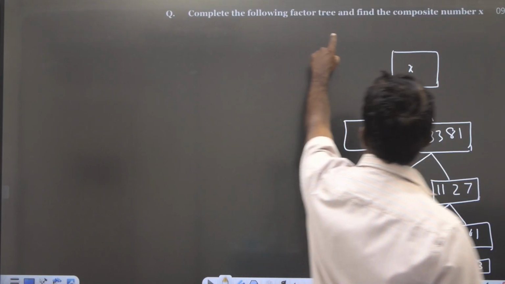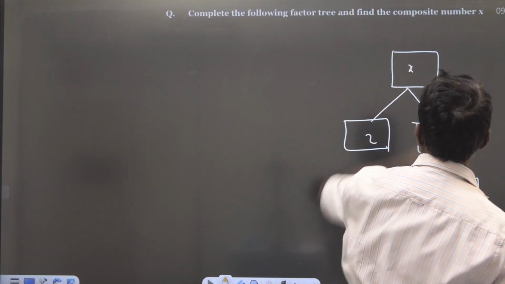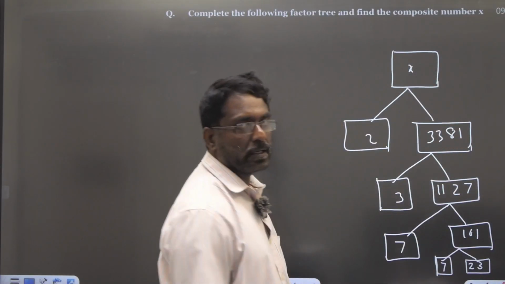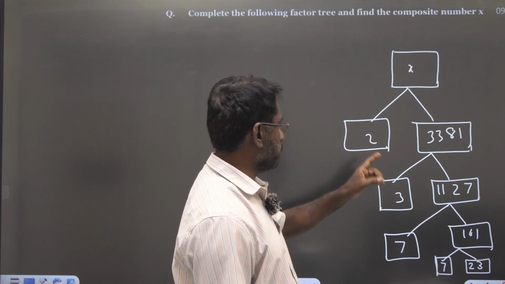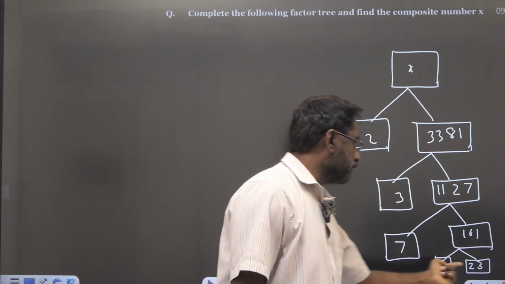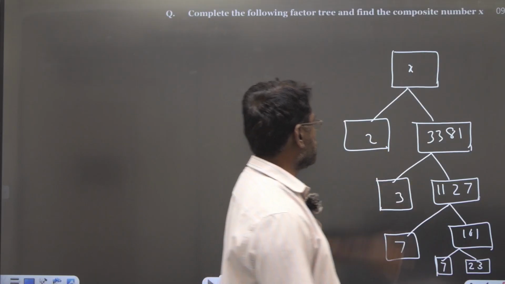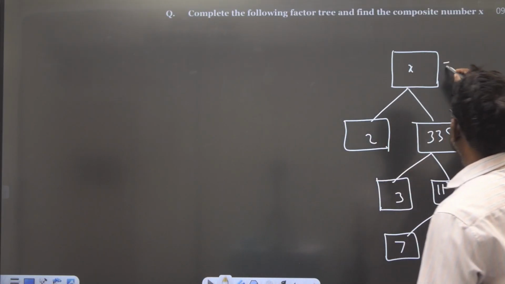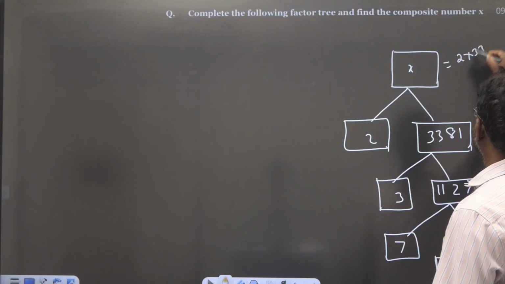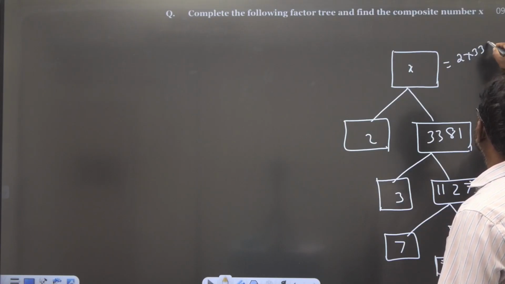Complete the following factor tree and find the composite number x. Composite x. What is composite number? This can be 2 into 3 into 7 into 7 into 23. That is one method. Or directly you can find out 2 into what is x? X is equal to 2 into 3381.